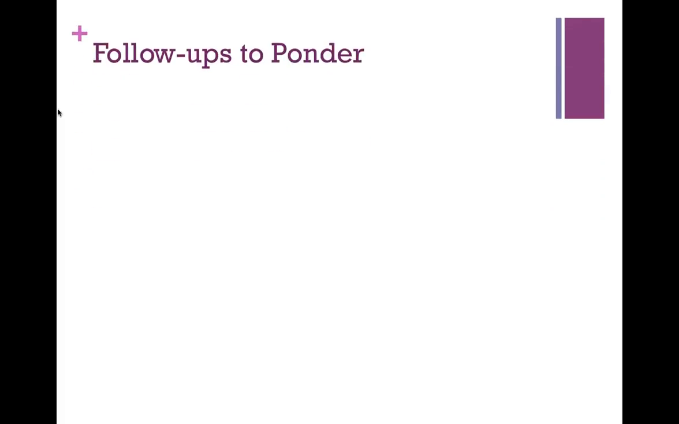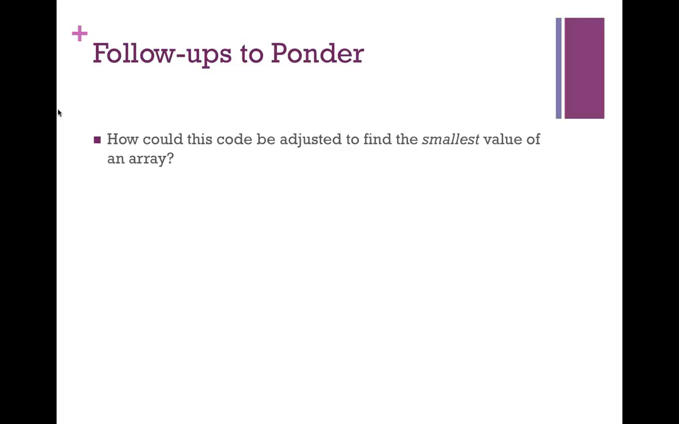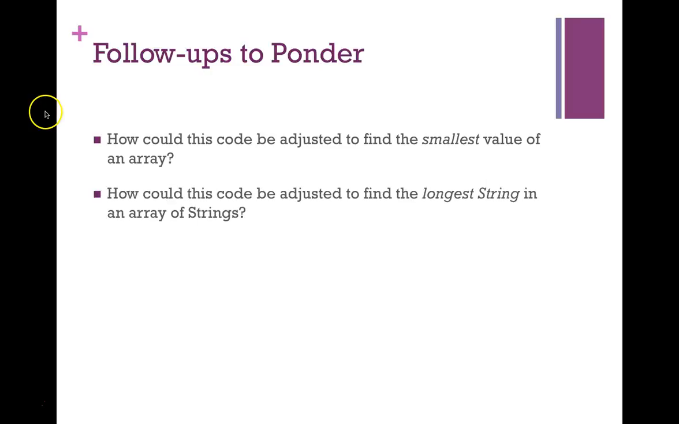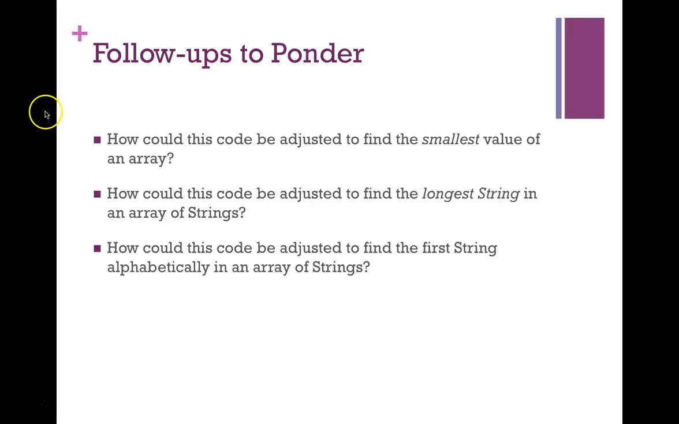This algorithm is really just the tip of the iceberg. What else could we do with this? Could we adjust the code to, instead of finding the largest value, find the smallest value of the array? Could we adjust the code to find, instead of the largest number, the longest string in an array of strings? Could we adjust the code to work in terms of alphabetizing? Could we find the first string alphabetically in an array of strings?